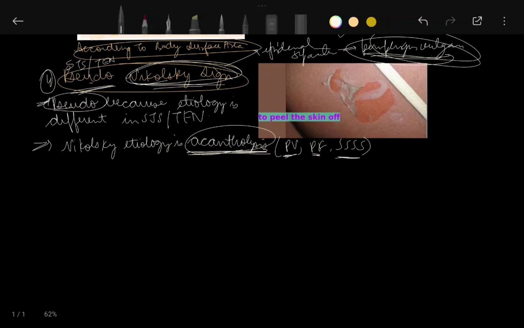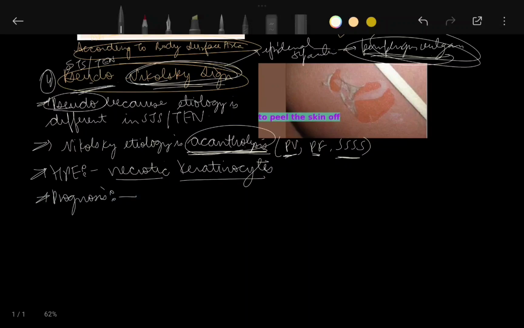Now coming to HPE, histopathological examination. In HPE we are going to see necrotic keratinocytes in this case. Now what is the prognosis? For prognosis we use Scotton scoring.